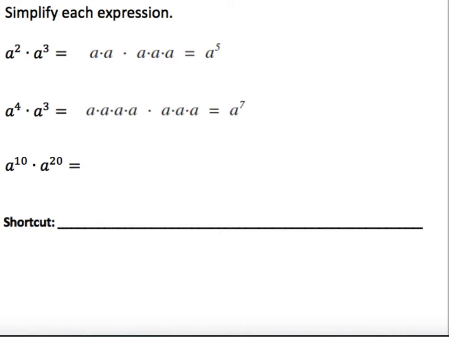You should get a to the power of 7. If you have 4 a's and then you have another 3 a's and they're all multiplied together, that's 7 a's multiplied together, a to the power of 7. For the third one, try it without writing out all the a's. Can you make a theory on what the answer is?